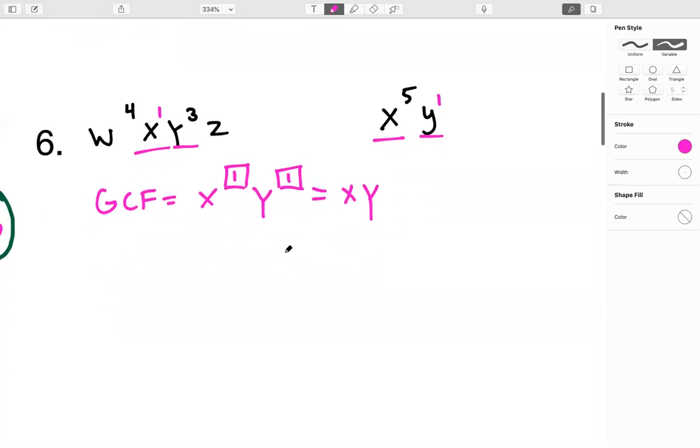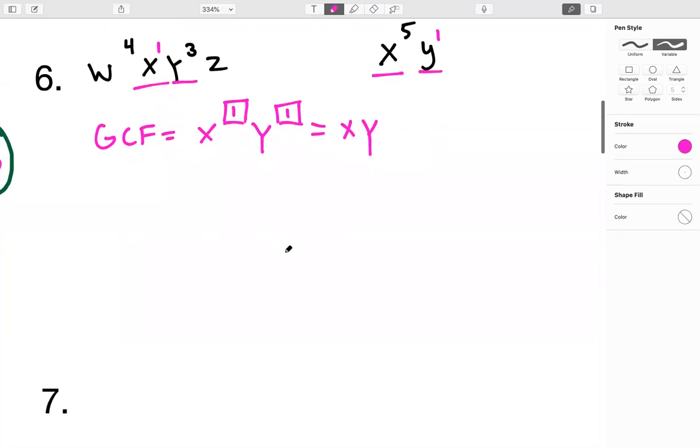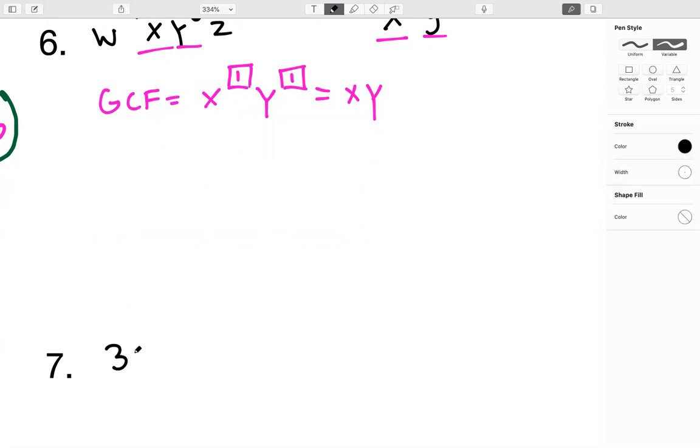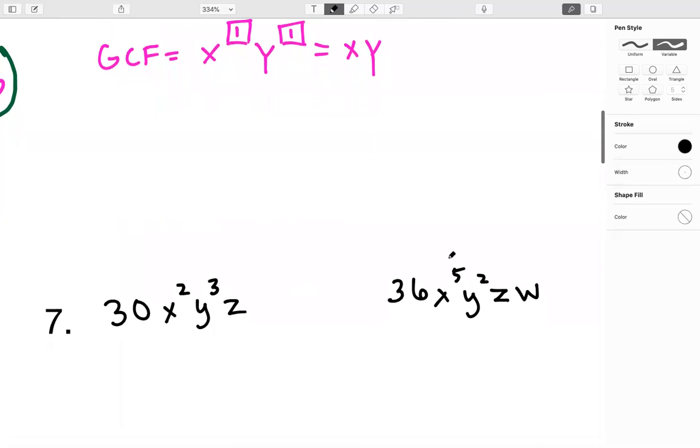Next example, number 7. This is a little bit longer of a question, but 30x squared y to the third z and 36 x to the fifth y squared z w. How do we find the GCF of these things here?